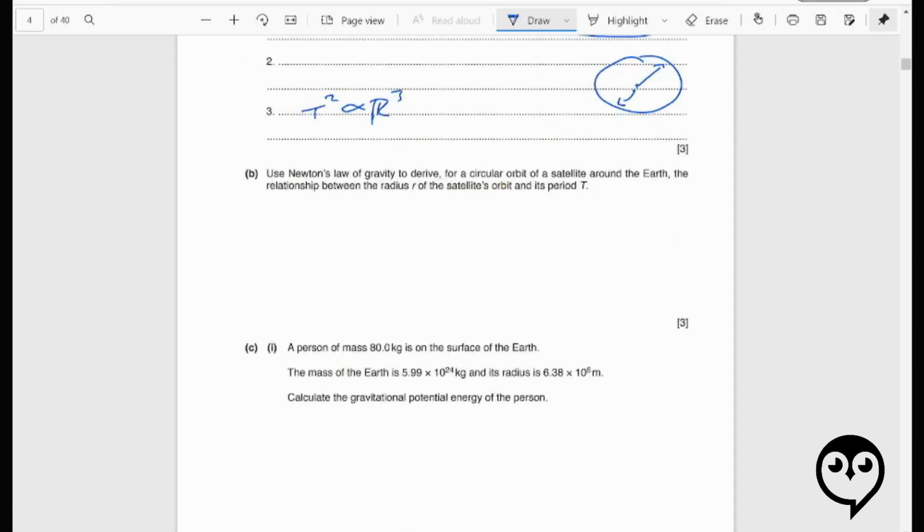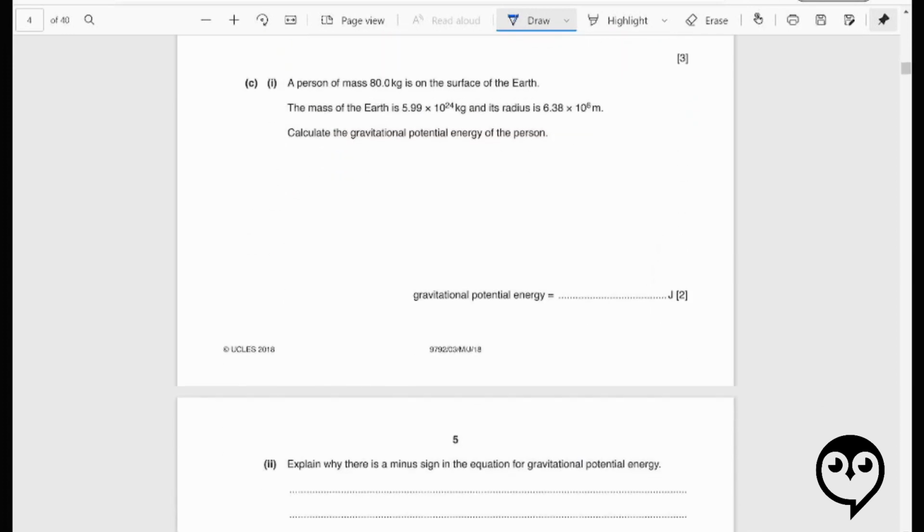And part B here, they basically want you to derive what that law is using Newton's law of gravity for a circular orbit of a satellite around the Earth. We did that in question 1. I'm not going to repeat it. We'll move on. Calculate the gravitational potential energy of the person.